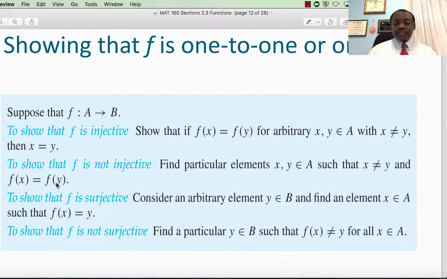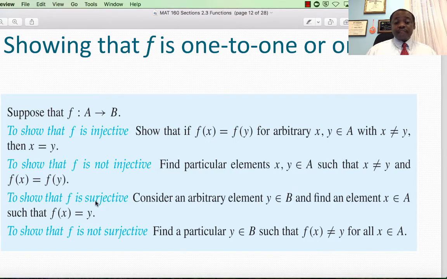For example, f of x equals x squared. Pick two elements from the domain A. Let's say A is the set of real numbers. So take negative 2 and 2. f of negative 2 is 4. f of 2 is 4. So f of x equals f of y, but 2 is different from negative 2, so it is not injective.